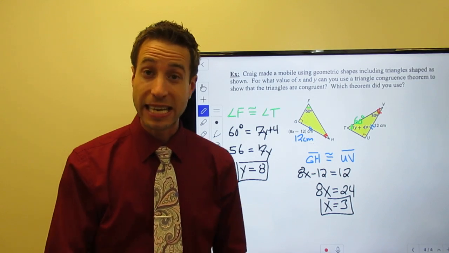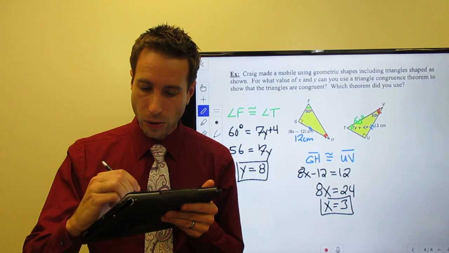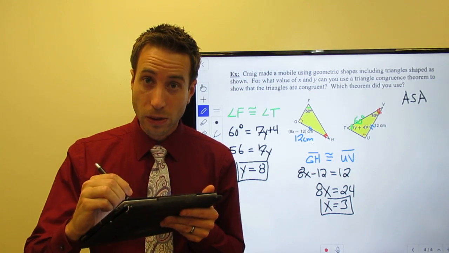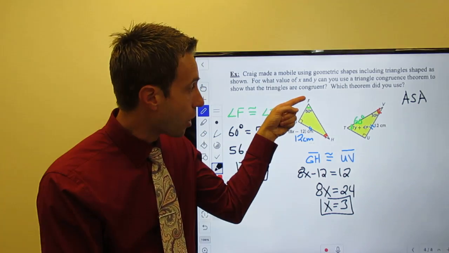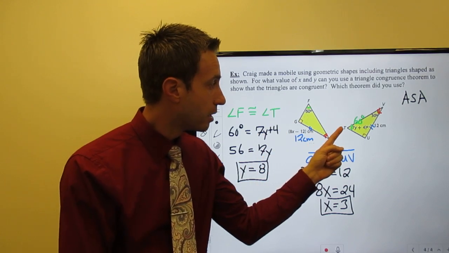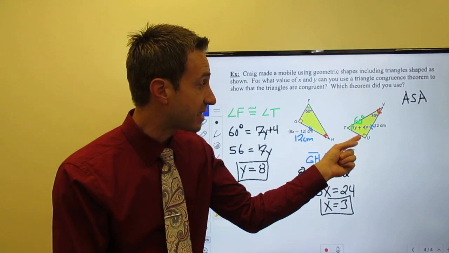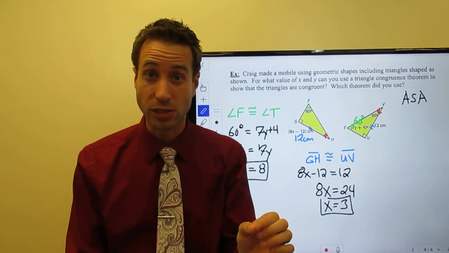It's not, right guys? Remember, the theorem is angle, side, angle. It has to be the included side. Since I know F, G, and TU, I need to know that these sides, this included side, TU and FG, I need to know that those sides are congruent.